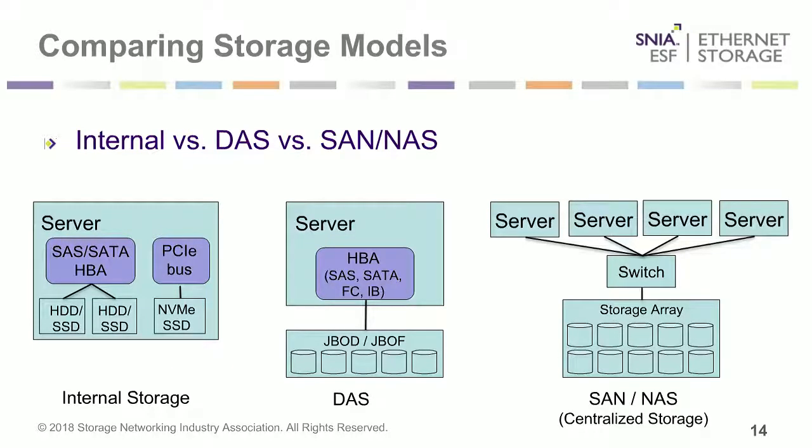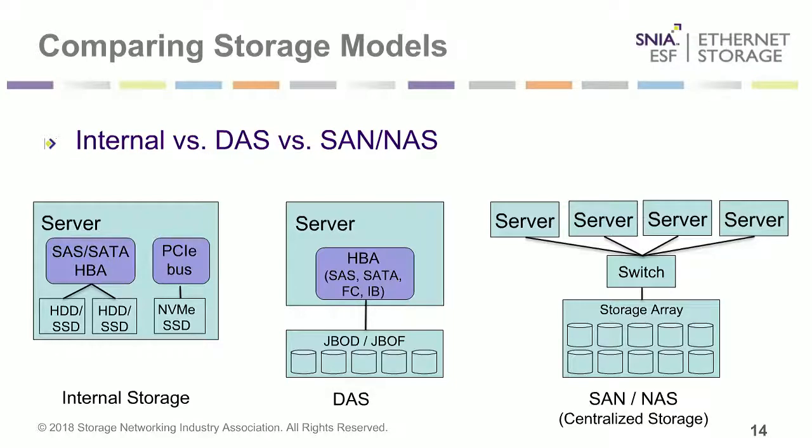Just showing a diagram, here we illustrate some of the concepts we talked about in the definitions and the previous two slides. We have internal storage: I have a server with internal drives that are connected either to a SAS or SATA adapter or to the PCIe bus if it's NVMe SSDs. In the middle example, we have direct attached storage: a server with some kind of host bus adapter or other adapter that connects to usually a fairly simple JBOD, just a bunch of disks, or JBOF, just a bunch of flash.